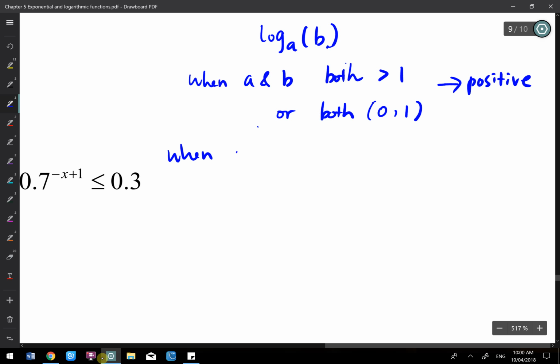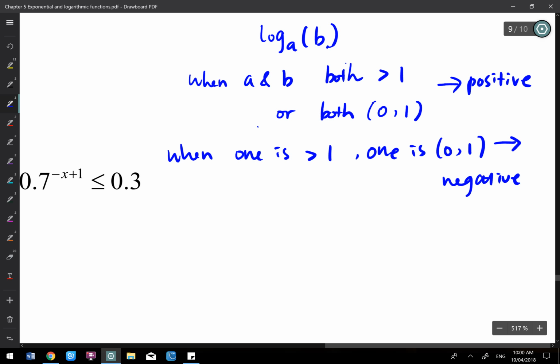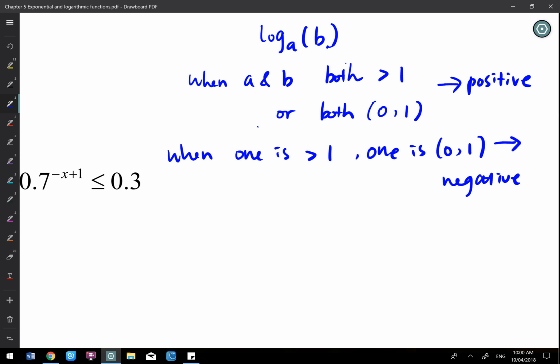When one is greater than 1 and the other is between 0 and 1, it is negative. So when they are both greater than 1 or both between 0 and 1, that's a positive number. When one is greater than 1 and the other isn't, for example a is 2, b is 0.5, or b is 2, a is 0.3, they are negative numbers. That's how you see whether the value of a log is positive or negative.